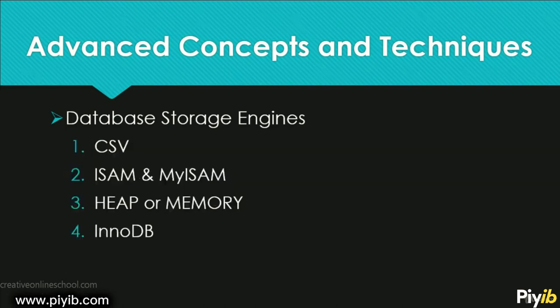In short, database storage engines are the things that power the queries that we run. Just like you have different engines in a sedan or a race car or a diesel, because of the different purposes of those vehicles, databases can have different storage engines depending on their best use case. There are 4 primary database storage engines: CSV, ISAM and MyISAM, heap or memory, and MongoDB.